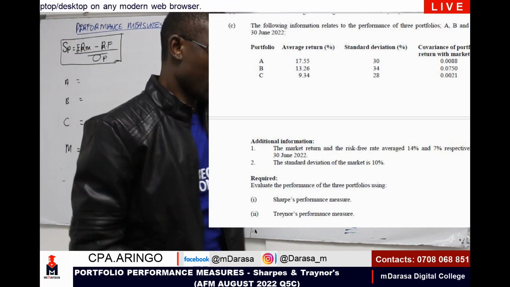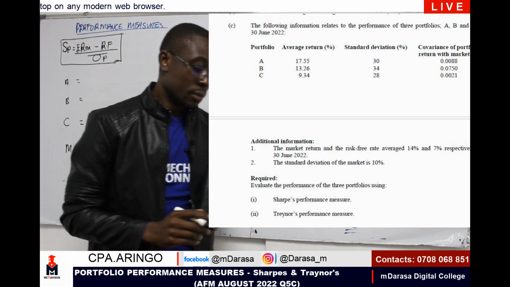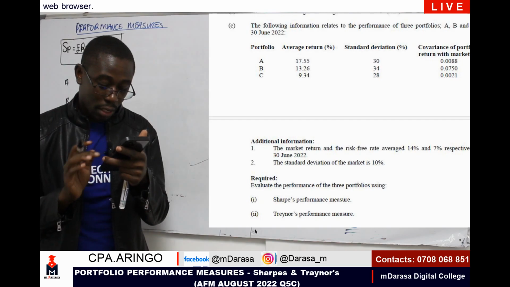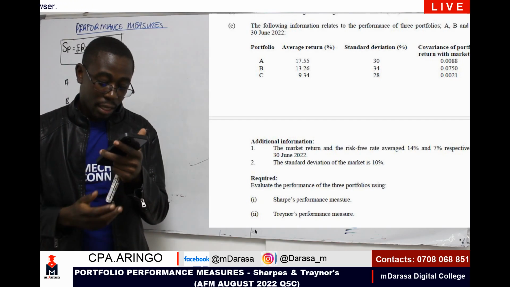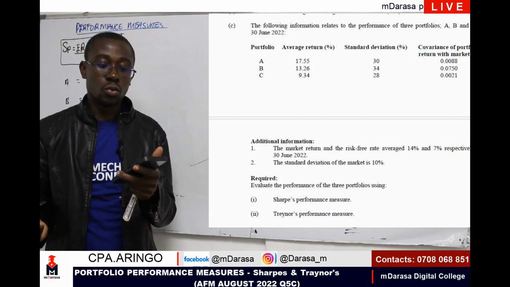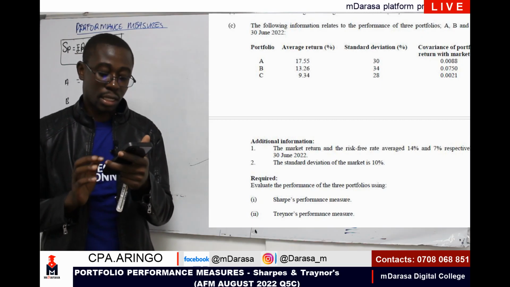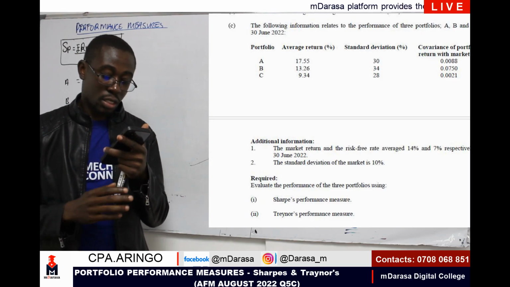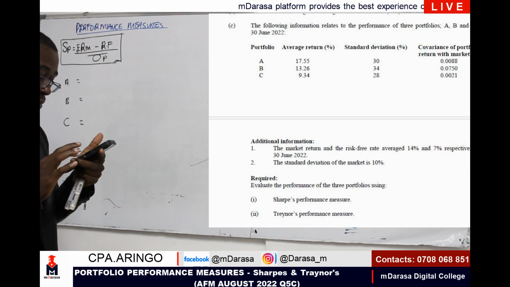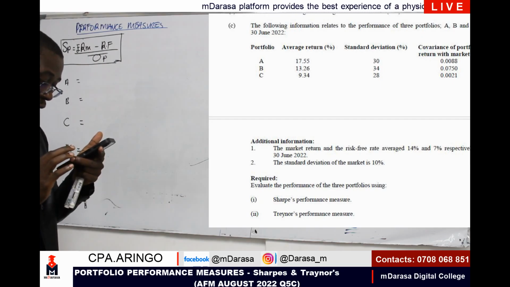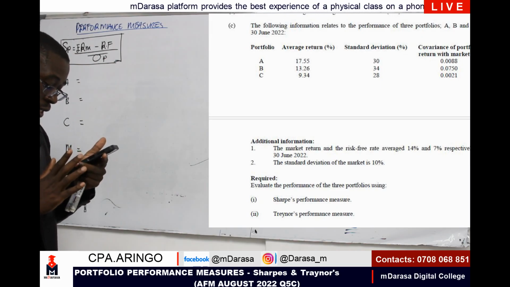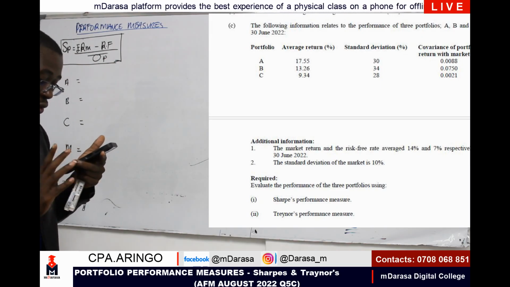So in this case, if you look at our additional information, we are told, number one, that the market return and the risk-free average to 14 and 7 respectively during the year. So that one won't be having a lot of changes, but rather we just take it directly as it is.